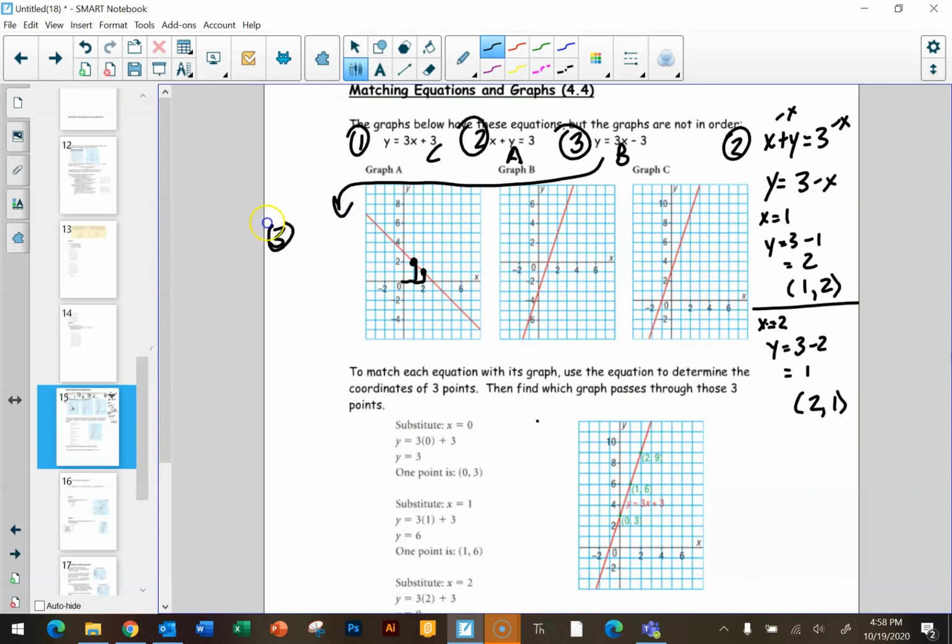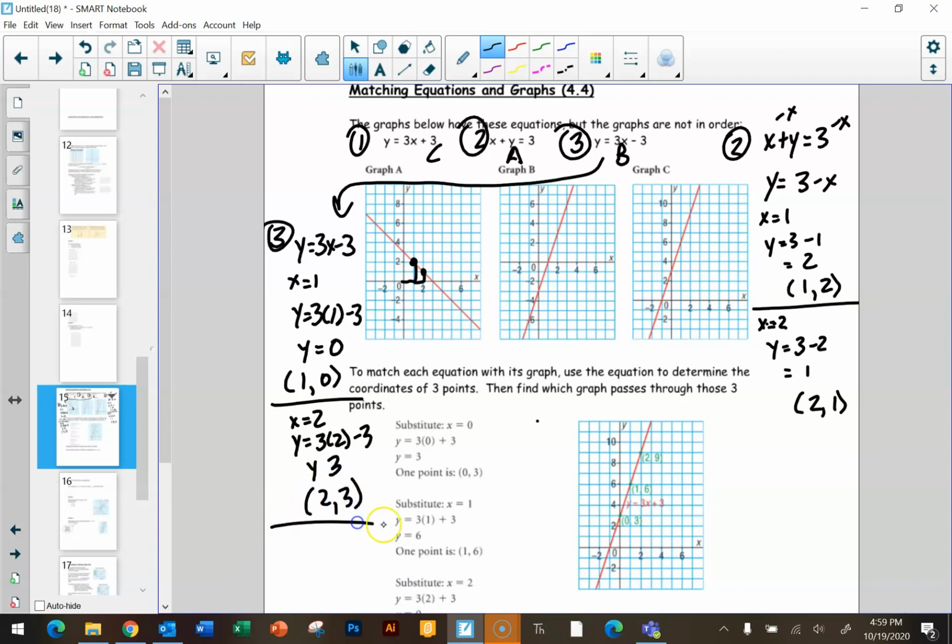Okay, so for number 3, we've got y equals 3x minus 3. Let's sub in x equals 1. So we've got y equals 3 times 1 minus 3. So the y on this one is going to equal 3 minus 3 is 0. So one of our points is x 1, y 0. Okay, and let's do another one. Let's do x equals 2. So then we're going to have y equals 3 times 2 minus 3. So y equals 6 minus 3 is 3. So we know another point is 2, 3.